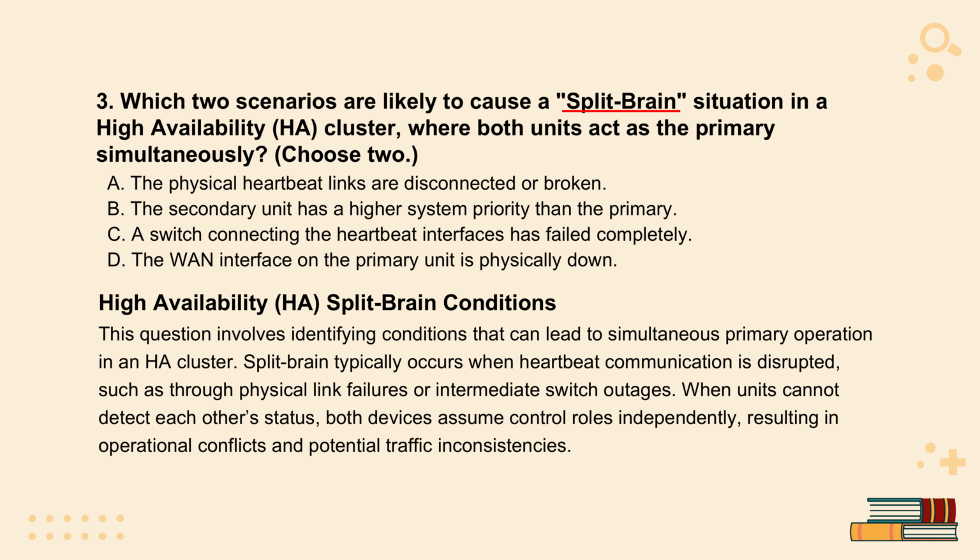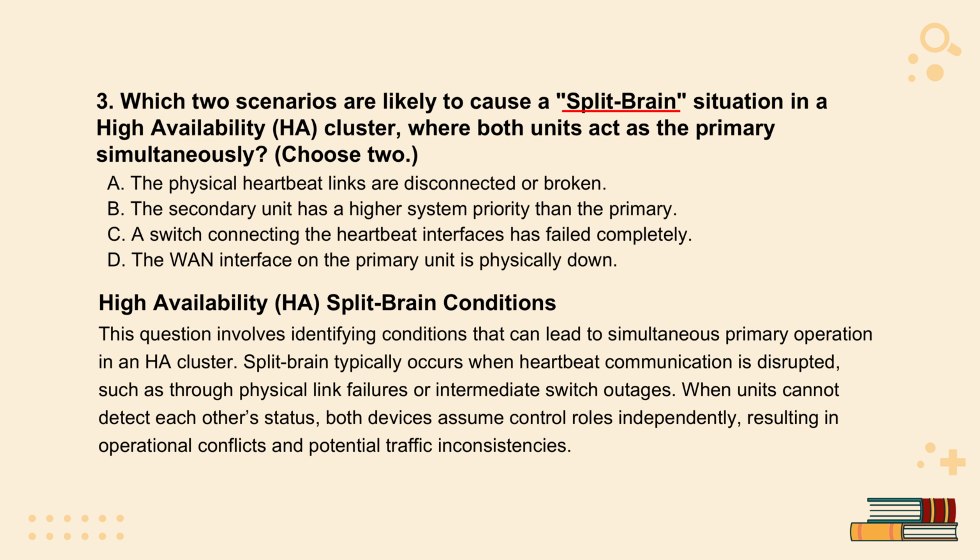Split brain is every network admin's worst fear in an HA setup. It's what happens when the two units in the cluster lose contact with each other. And when that happens, they both decide, okay, I must be the only one left. So they both become the primary. They both try to be the primary. They both start handling traffic, writing configs. It's just chaos. Total operational inconsistency.